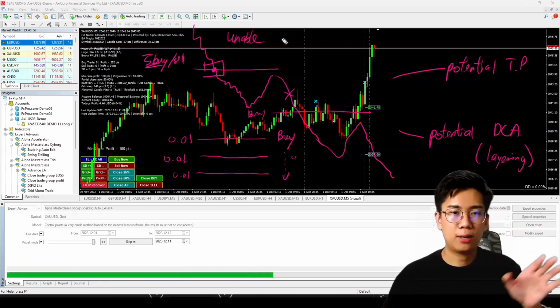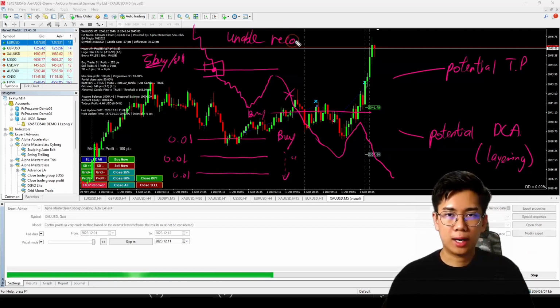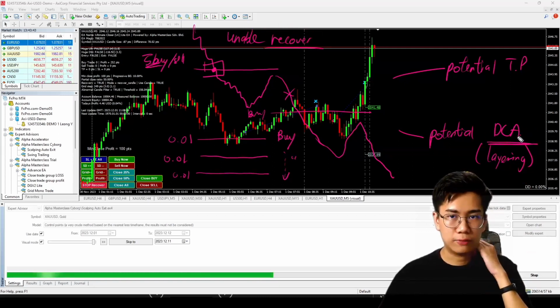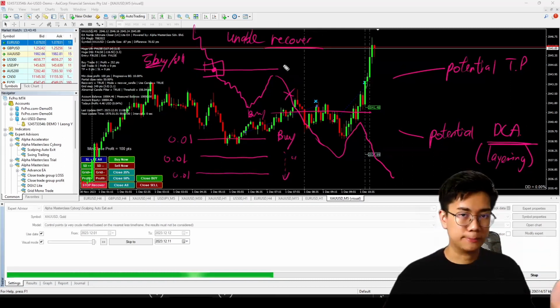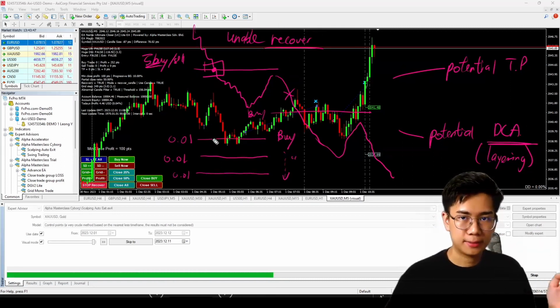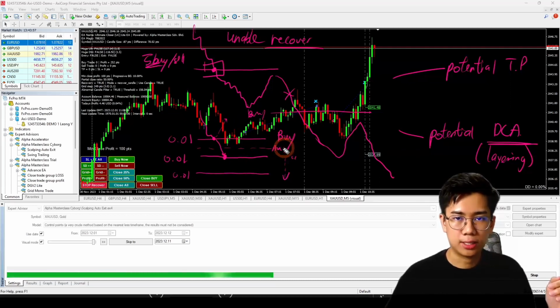Then the question is how to recover. Why I'm recommending the dollar cost average method to recover is because you have to think of this. When you make a buy, if it comes to here, at least you know it goes up in profit. What if it goes down? You buy again, and now this will become your average entry.